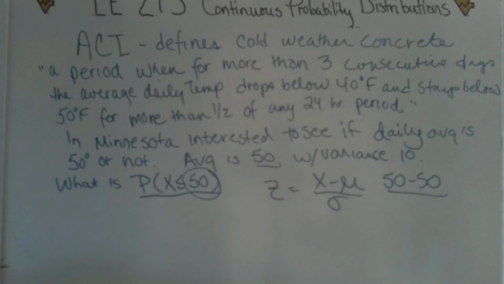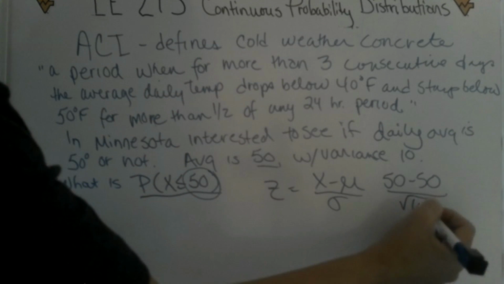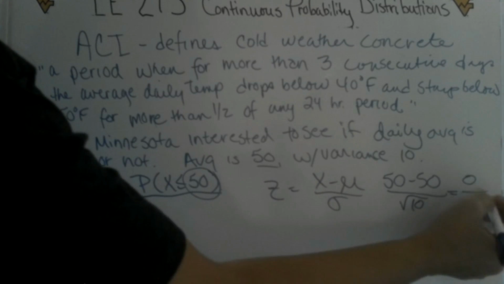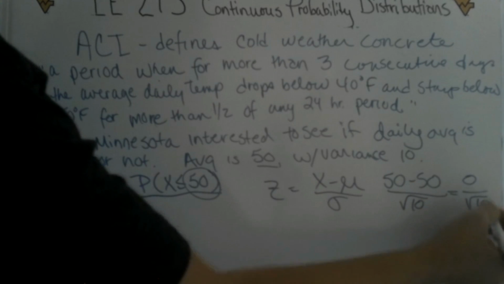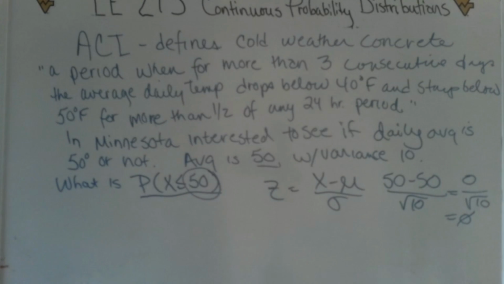This is an important step: we have variance, and we know that standard deviation is the square root of variance. When we calculate this, there's a 0 in the numerator, so that's all we need to know. This is 0. That doesn't mean the probability is 0. That means our z value is 0.